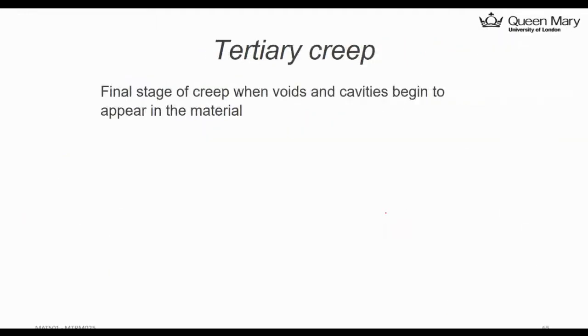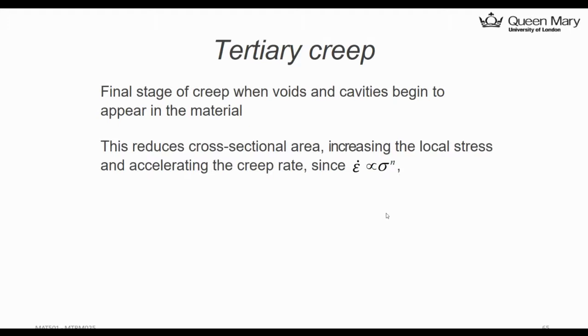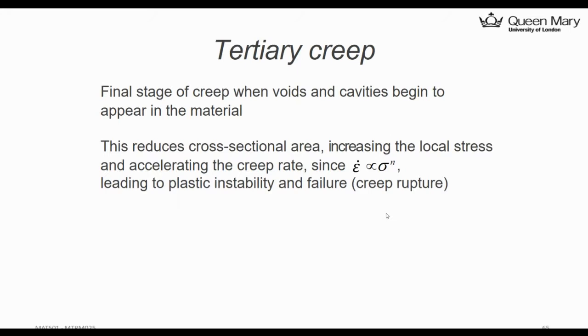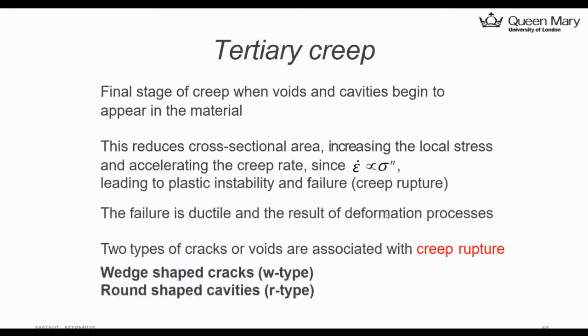Okay, so like I said, the final stage of creep is when voids and cavities begin to appear in the material. This will reduce the cross-section area and increase the local stress, accelerating the creep strain rate, since epsilon dot is a function of sigma to the n. This leads to plastic instability and failure. The failure is ductile and the result of the deformation process.